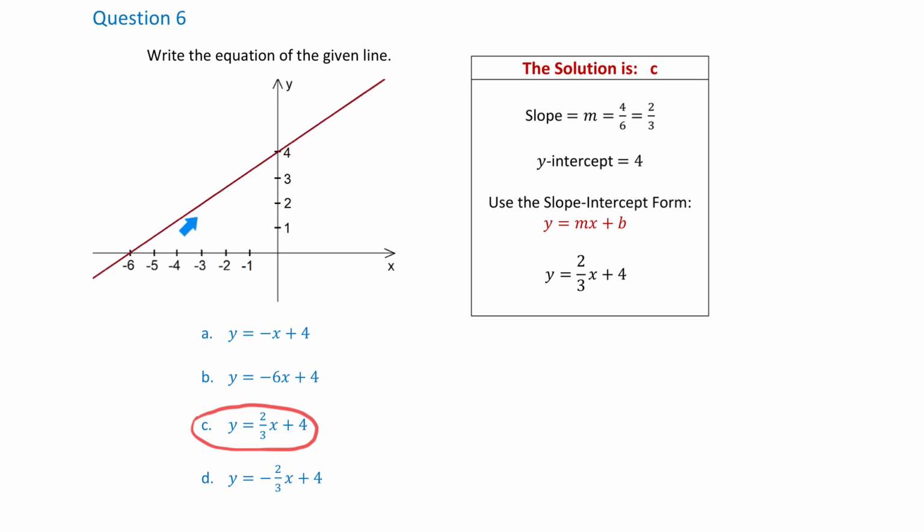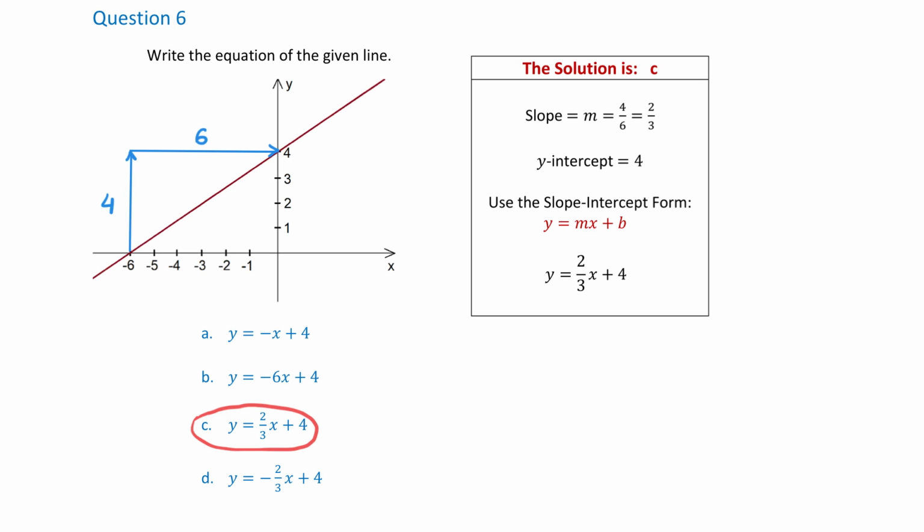From this point to this point, the rise is 4 units and the run is 6 units. Then the slope is 4 over 6, which is reduced to 2 over 3. Now this line crosses the y-axis at 4, therefore the y-intercept equals 4.